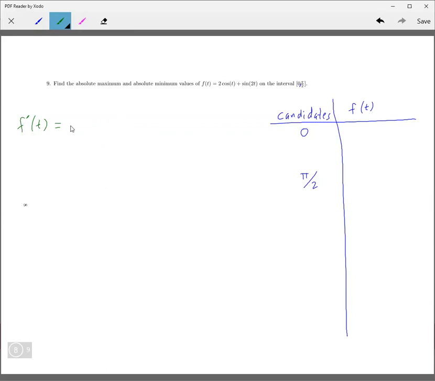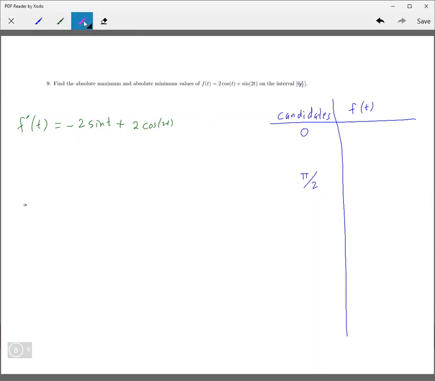Okay, so the derivative of 2 cosine t is negative 2 sine t. The derivative of sine 2t is cosine 2t times the derivative of 2t, which is 2. So put the 2 out there. So this is the derivative there.